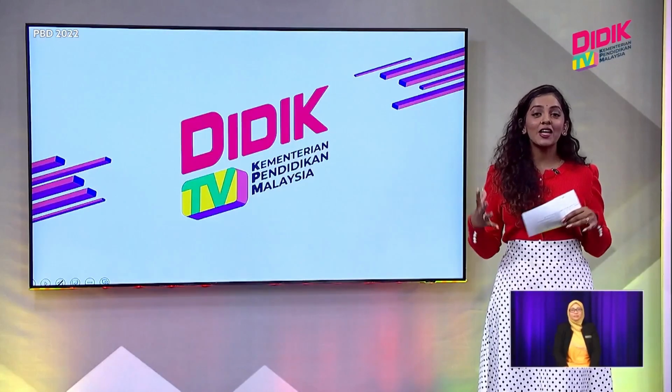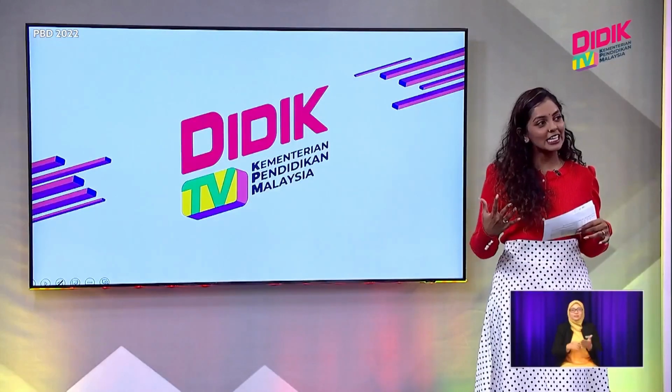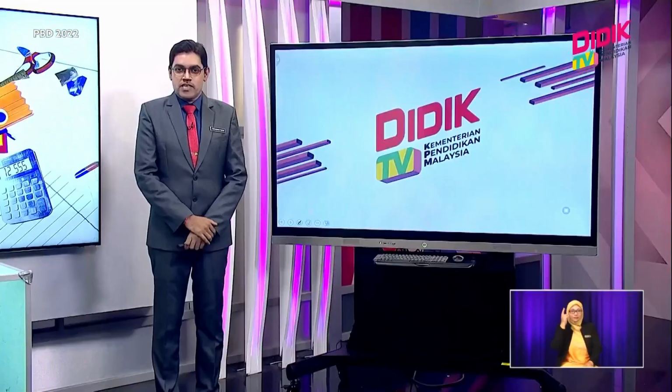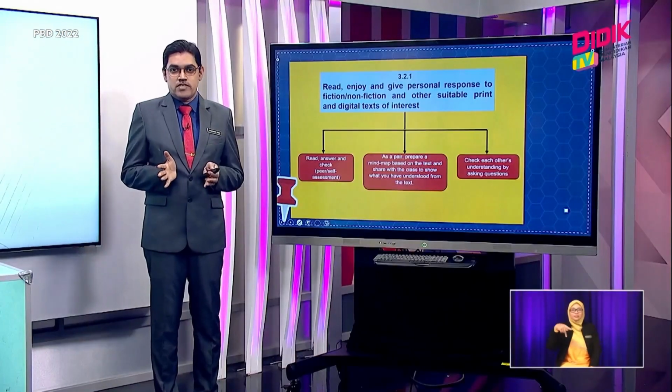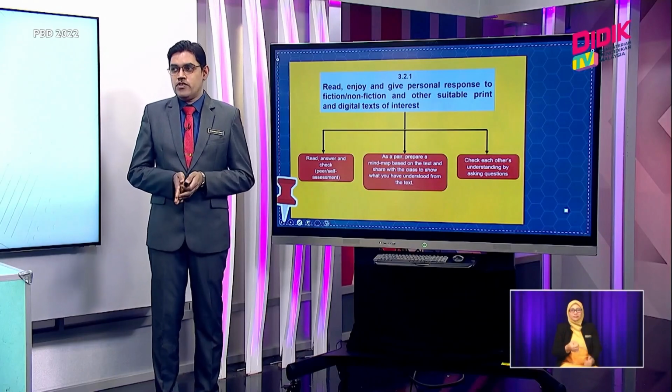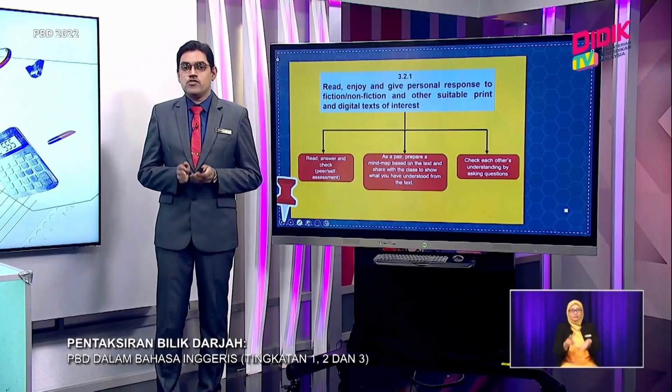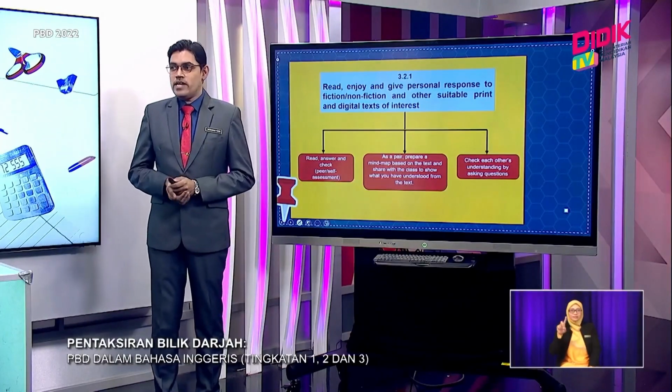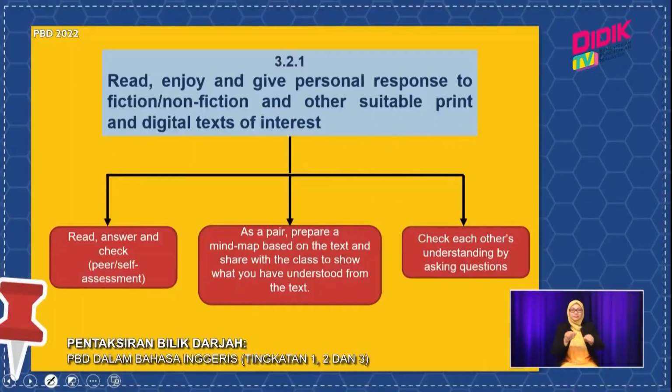So what do we have for this particular segment, understanding the classroom assessment? Okay, so for this segment, we are going to look at classroom assessment. The first part of this segment, we are going to look at reading, 3.2.1. What are the activities that I have here? So we have read, answer and check as a peer and self-assessment. Then we have the second one, which is as a pair, prepare a mind map based on the text and share with the class to show what you have understood on the text.